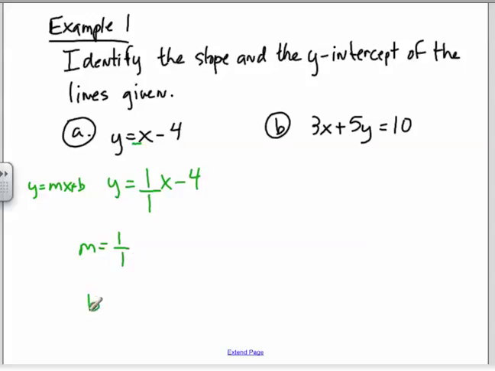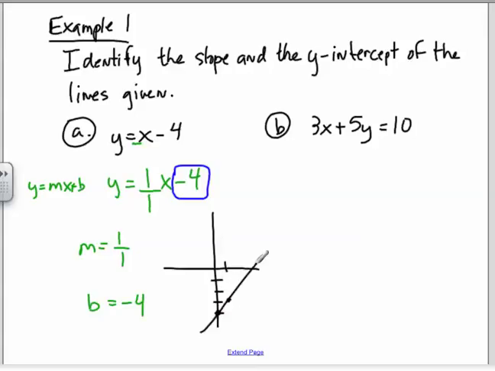And then the y-intercept is what? What? I can't hear you. That's right. Good. It's the number behind the x, and that's negative 4. Good job. If I wanted to graph it, it didn't say I needed to graph it, but if I wanted to, down 4, 1, 2, 3, 4, put a dot, and then the slope is up 1 over 1, put another dot. There's my graph.